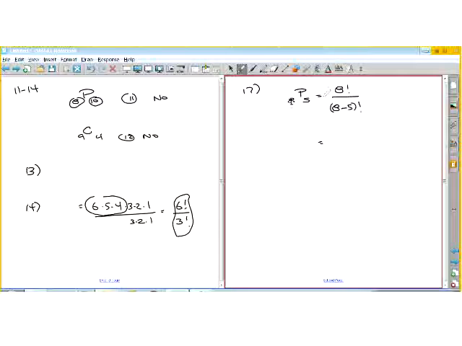So permutation says you take this number to factorial and divide it by this minus that, the quantity factorial. So we get 8 factorial divided by 3 factorial. And 8 factorial is 8 times 7 times 6 times 5 times 4 times 3 factorial. We divide by 3 factorial, so this part disappears, and then we just multiply that. 8 times 7 times 6 times 5 times 4 is 6,720 possible arrangements where order is important.